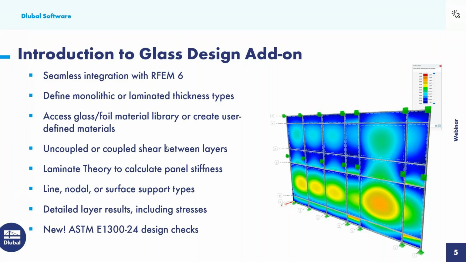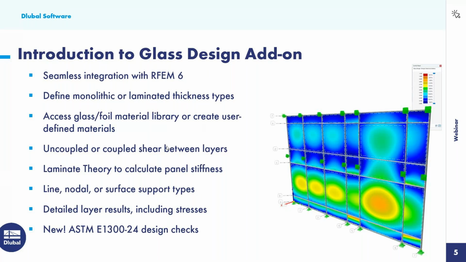We have the ability to specify the shear coupling behavior between the laminated glass layers as fully uncoupled or released, or fully coupled or rigid. We do utilize what we call the laminate theory to calculate the panel stiffness. So we consider all of the various layers within a laminated glass panel. We apply the laminate theory to come up with the stiffness matrix for the overall surface. So we'll see this in our example today.